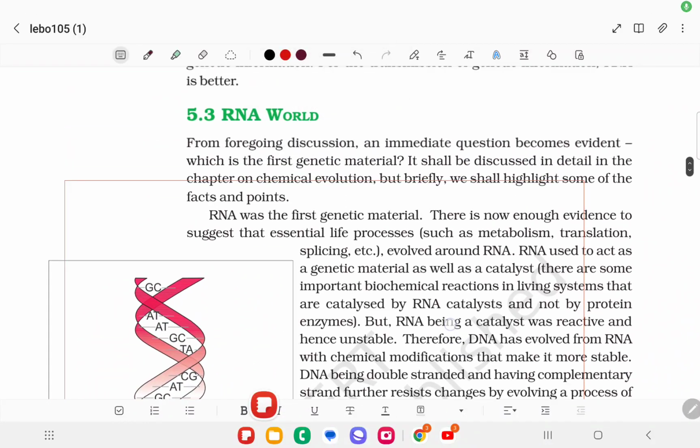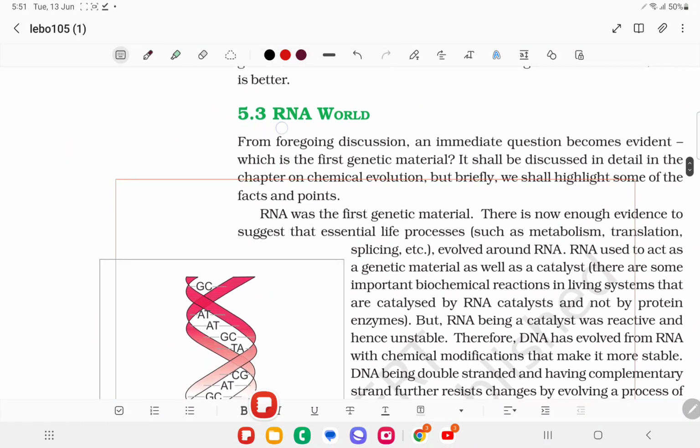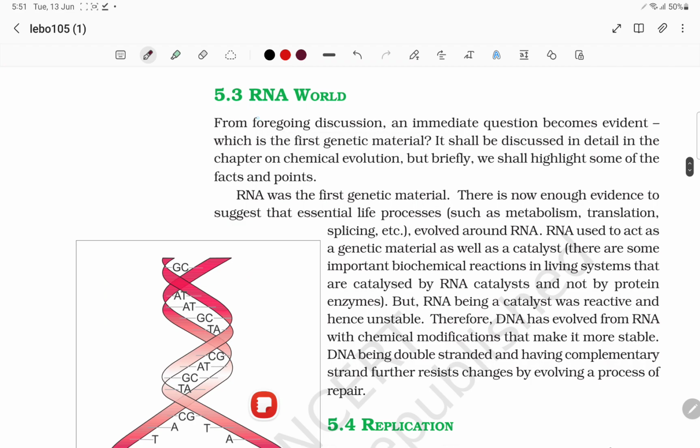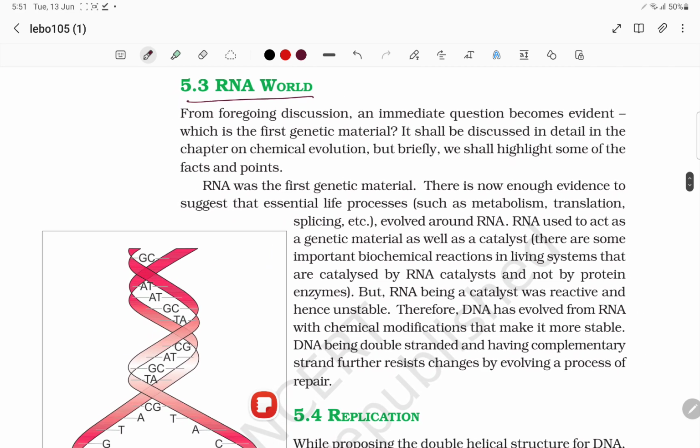So today we are going to discuss the RNA world. Coming to this RNA world, for the foregoing discussion, an immediate question becomes evident: what is the first genetic material? It shall be discussed in detail in the chapter on chemical evolution, but briefly we shall highlight some of the facts and points. RNA was the first genetic material.